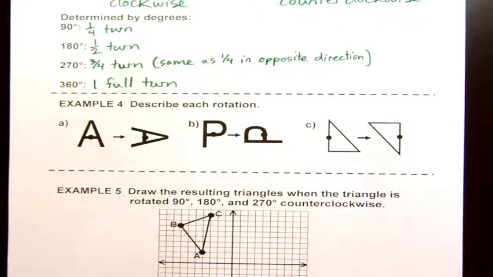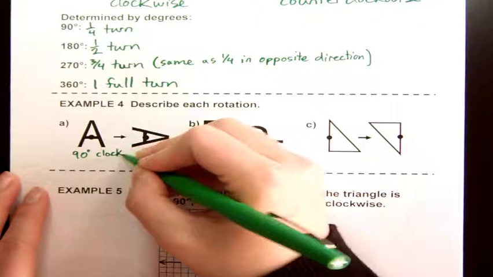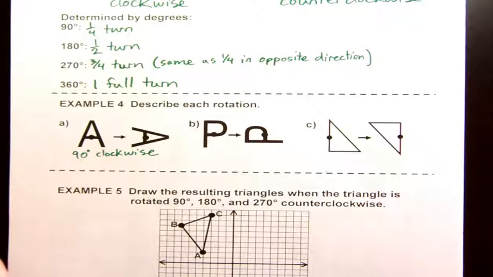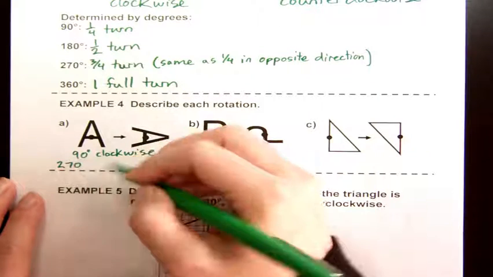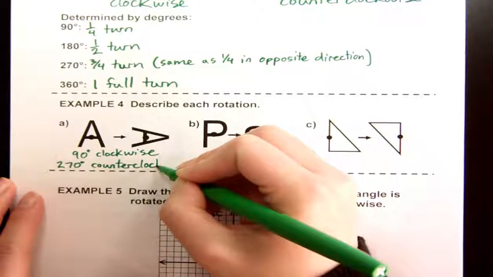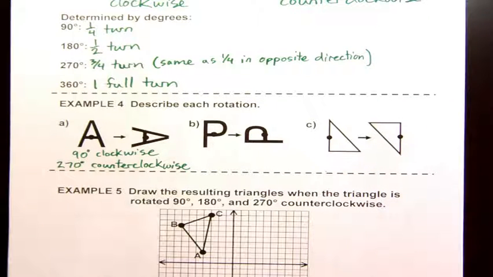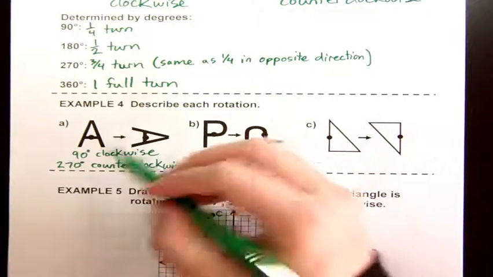Alright, so who can tell me, A, how could we describe this turn? Wouldn't it be 90? Yeah, 90 clockwise. And how else could we describe it? 270 counterclockwise. Yeah, 270 counterclockwise. We're going to look at these because usually your assignment will give you one or the other. I just want you to recognize that those are the same.